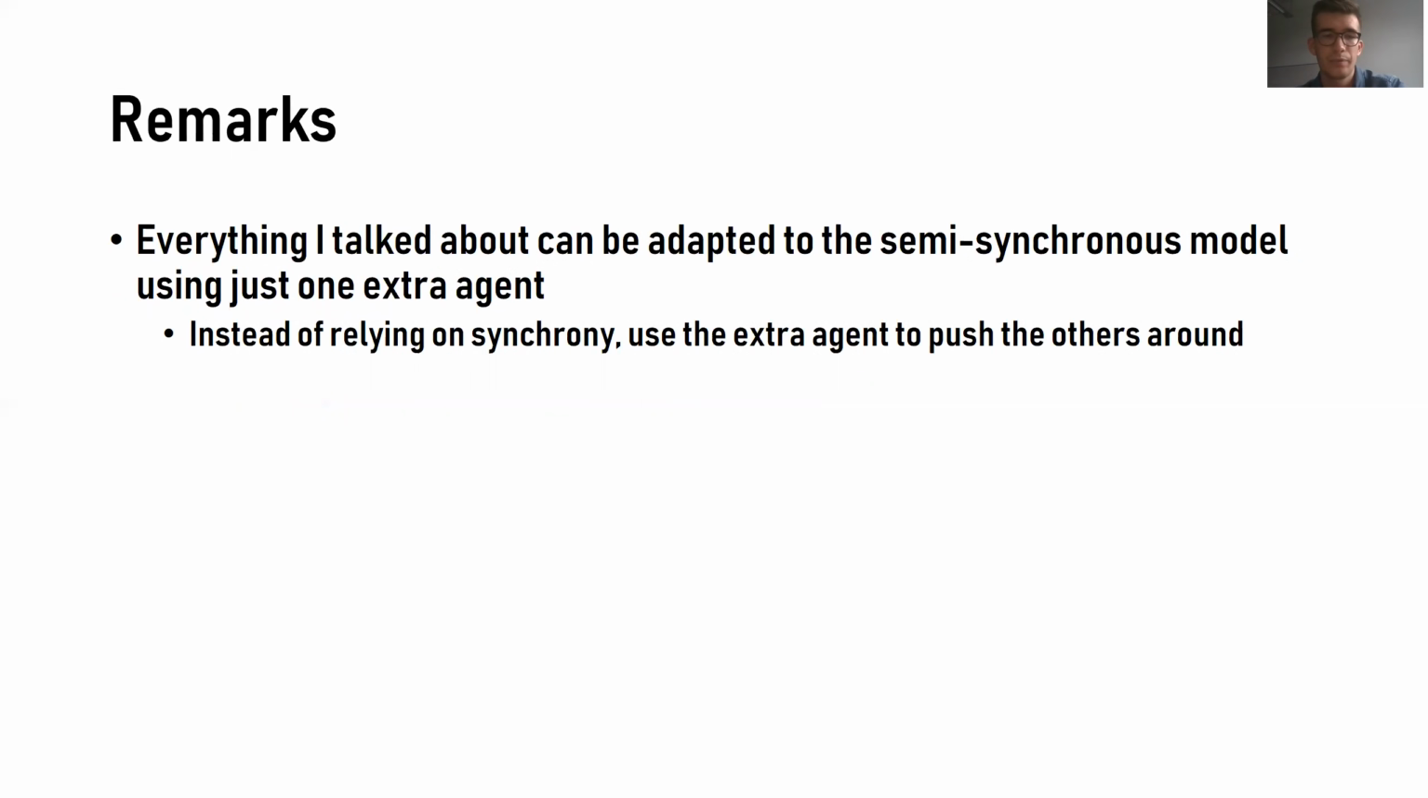Now, some final remarks. Everything that I talked about can be adapted to the semi-synchronous model using an extra agent. So whenever we relied on synchrony, we can achieve a similar thing by having one agent push the other agents around. It will go to one agent and say, okay, you're now allowed to move 1 step. And it will go to the other agent and say, okay, you're now allowed to move 3 steps, and so on, and just move in between those agents. And this allows us to turn a large number of synchronous protocols into semi-synchronous protocols.